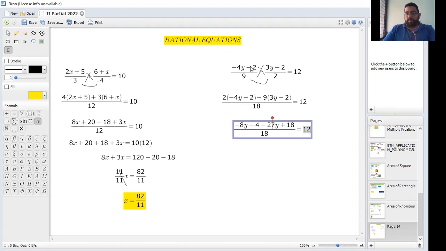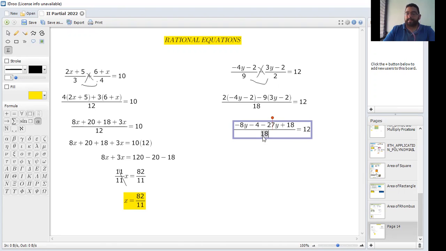So as a review, remember we applied the happy face method. The 2 we multiply by this numerator and 9 we multiply by the second numerator. Then you apply the distributive property: 2 times -4 is -8y, and 2 times -2 is -4. -9 times 3 is -27y, and -9 times -2 is +18. We copy the 18 down, and it's equal to 12. Remember, we copy this 18 because it's our multiplication of 9 times 2.